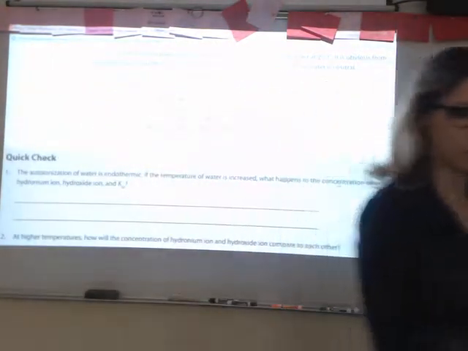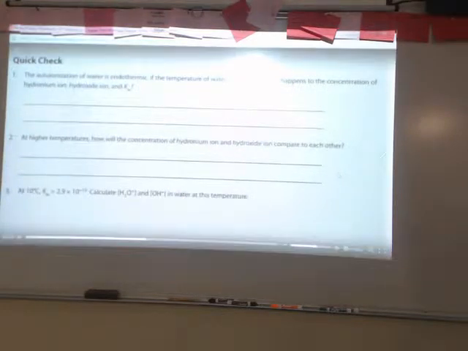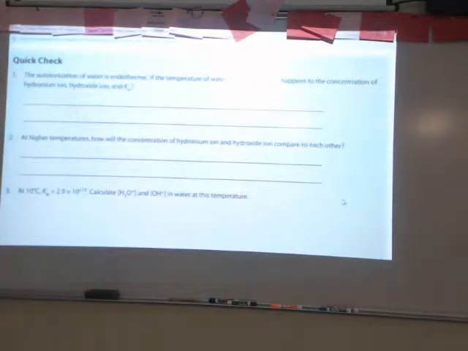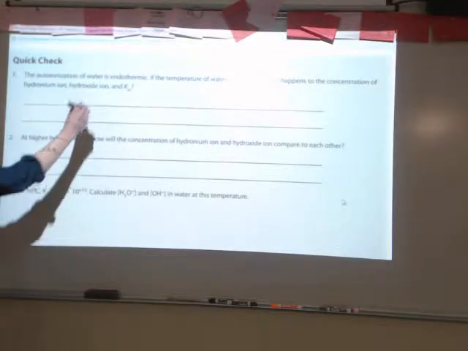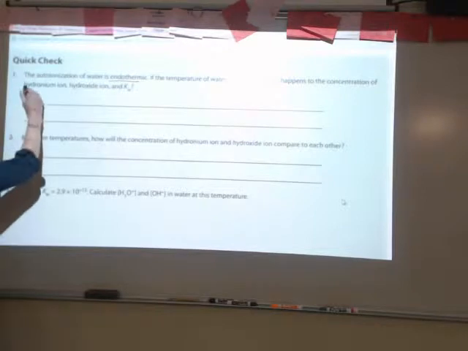Okay? Now, if you take a look at the quick check, the auto-ionization of water is endothermic. And if the temperature of water is increased, what do you think is going to happen to the concentration of hydronium and hydroxide ions? Well, in the past, when we increased the temperature, which direction did we shift, left or right, generally speaking, for endothermic processes? You're right, shift right.